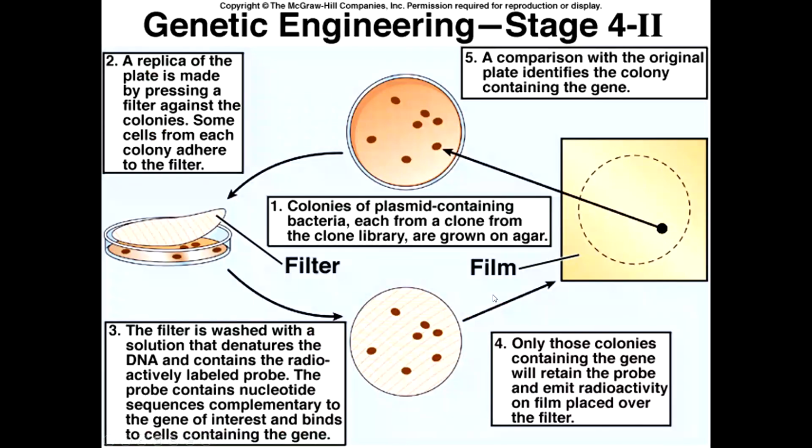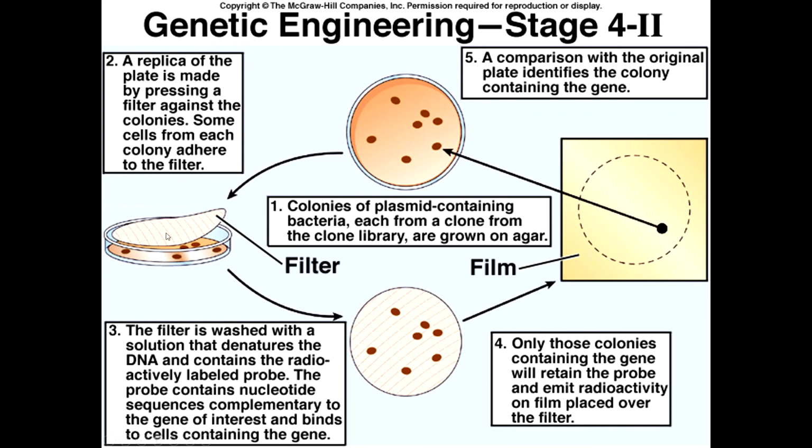And then what we would do in this last stage is, first of all, the colonies of the plasmid-containing bacteria, each from a clone from the clone library, are going to be grown in some agar. This is the gelatin. And then number two, what we want to do next is make a replicate of the plate using filter paper. So we just press this filter paper against the colonies, and some cells from each colony then adhere to the filter paper.